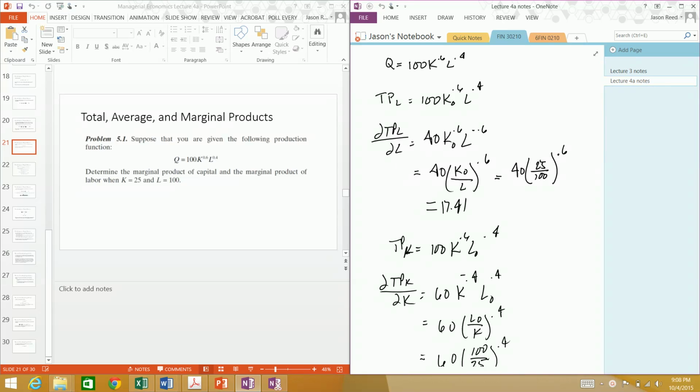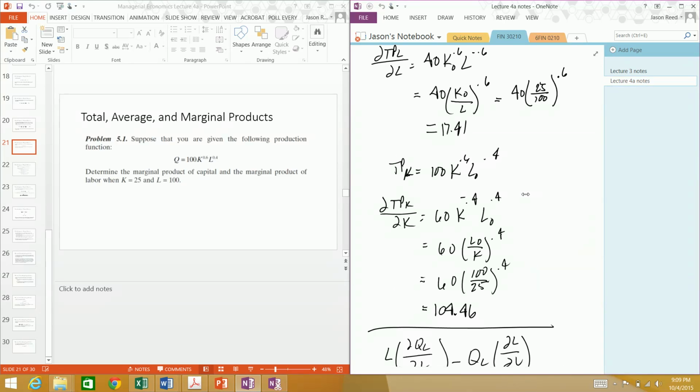We're trying to determine the marginal product of capital and the marginal product of labor, given the production function Q equals 100 K to the 0.6 L to the 0.4. What we find is that when we take our first derivative of our production function with respect to labor and then with respect to capital, the marginal product with respect to labor is 17.41, and the marginal product with respect to capital is 104.46. All we had to do here was take the first derivative of our production function to find our marginal product.